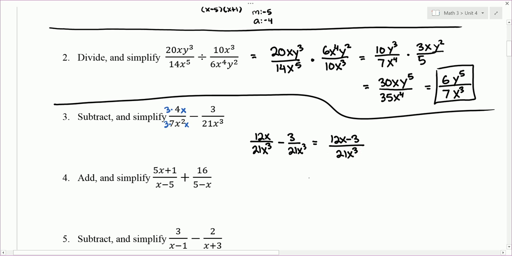Check to see if you can factor anything. In this case, we can factor a 3 from the numerator. And then see if you can divide numerator and denominator by a common factor. In this case, we can divide by 3, and we're left with 4x minus 1 over 7x to the third power.